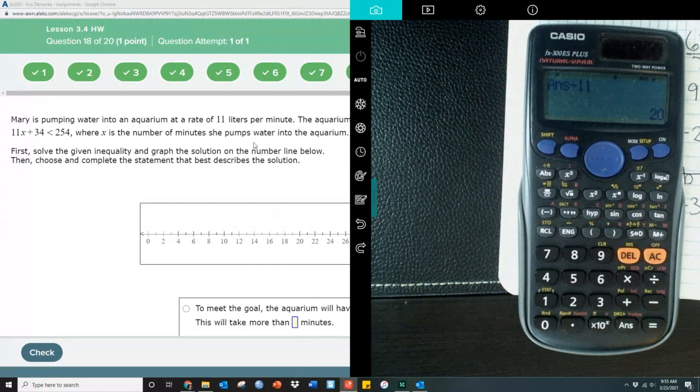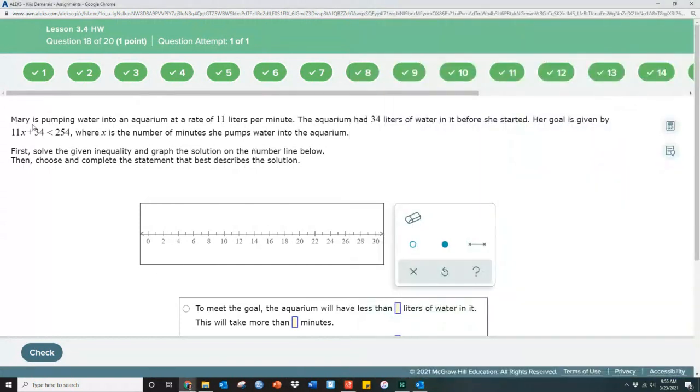So let's make sure we understand what that means. This says Mary is pumping water into an aquarium. This seems like a tank again. All right. So the aquarium has 254 liters of water in it, where x is the number of minutes she's pumping the water into the aquarium, where she's pumping 11 liters of water into the tank at one given time. So this one, you don't want it to be over 254 liters this time. You don't want the tank to be completely full.